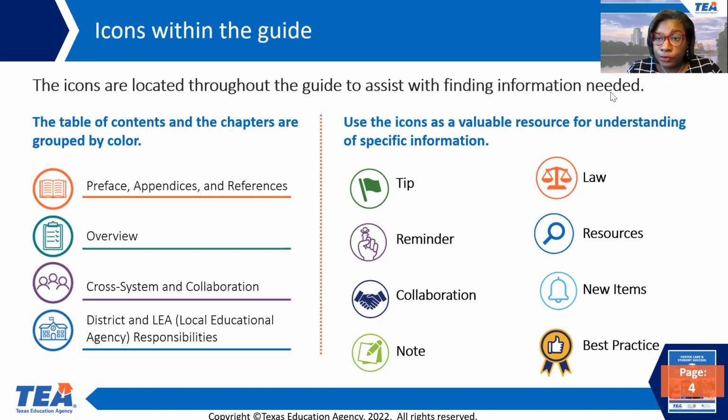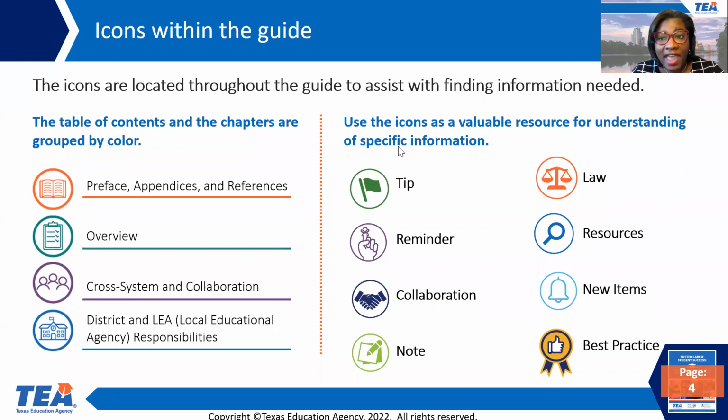And then the purple means cross systems and collaborations. It will talk about how you can collaborate with other systems and other personnel and other agencies. And then we have our blue section, which is district and LEA, local educational agency responsibilities. So each chapter has a color, and based upon the color, it will cover these topics in the table of contents. Then also within the book, we have the use of icons.